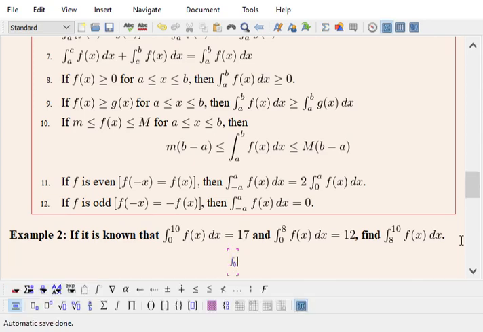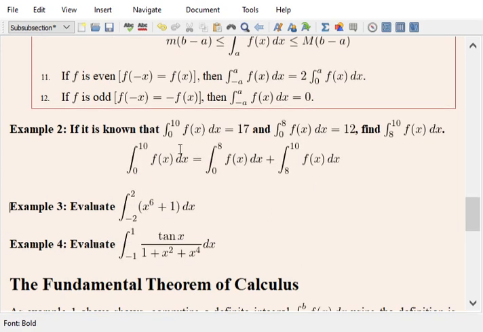we know that the integral from 0 to 10 is equal to the integral from 0 to 8 plus the integral from 8 to 10. Right? We can break apart integrals in this fashion. Right? I mean, we know that for certain.